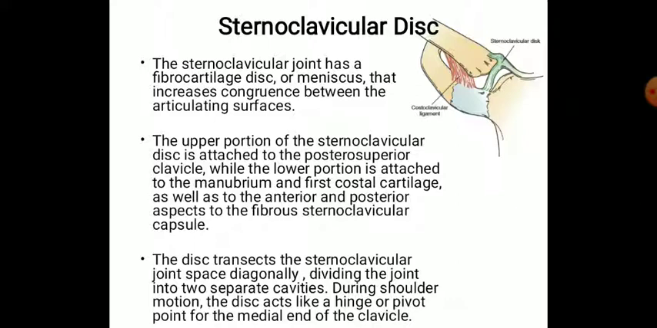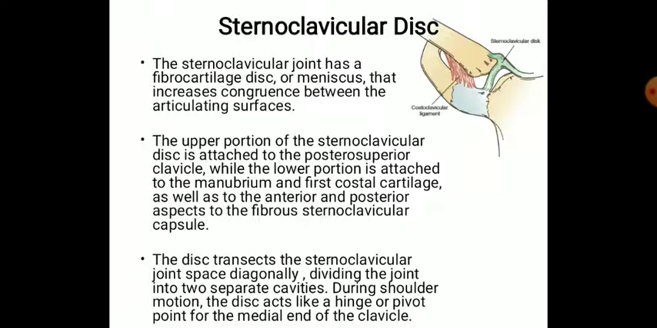And likewise, the lower portion is attached to the manubrium and first costal cartilage, as well as to the anterior and posterior aspect of the fibrous sternoclavicular capsule. So these are the attachments of the sternoclavicular disc. The disc transects the sternoclavicular joint space diagonally, dividing the joint into two separate cavities.